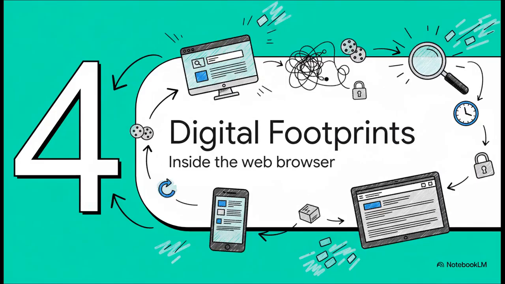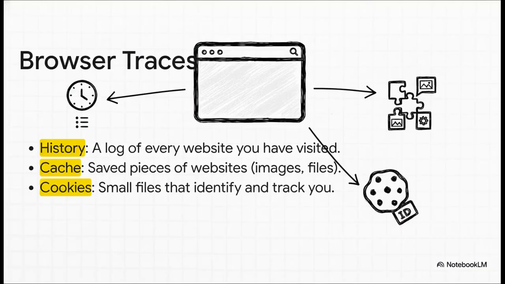Okay, so we've seen the network, the big highways of the internet. Now let's zoom way in on the evidence that can be found on a suspect's own device. And we're going to start with their web browser. Unless you're really diligent about using private or incognito modes, your browser is basically a forensic treasure trove. It keeps a history of every single site you've been to, it stores bits and pieces of websites in its cache to make them load faster, and it saves cookies, which are just these tiny little files that websites use to remember who you are.